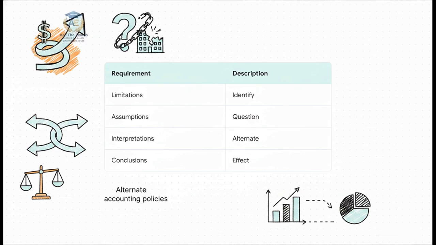Row 3, alternative interpretations. Could a completely different accounting policy or valuation method provide a fairer, more transparent presentation of the facts? And row 4, effect on conclusions. How does choosing one conceptual framework over another fundamentally alter the final profit figure that is presented to the shareholders? To get top marks, you must justify every single decision you make with hard evidence from the text.